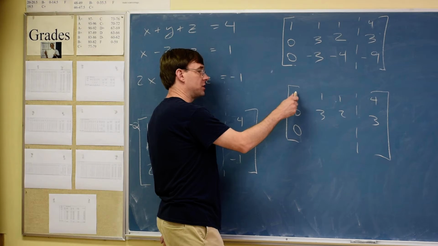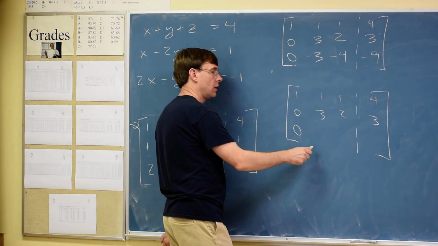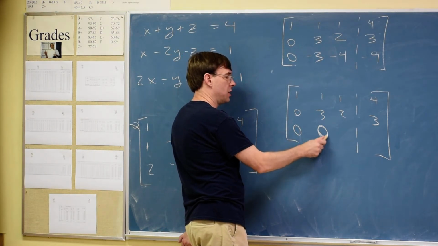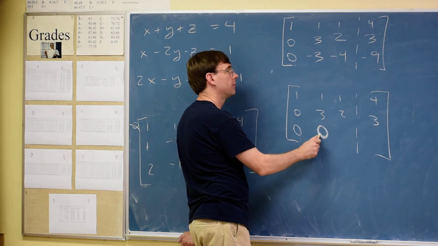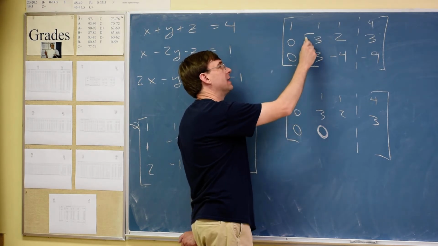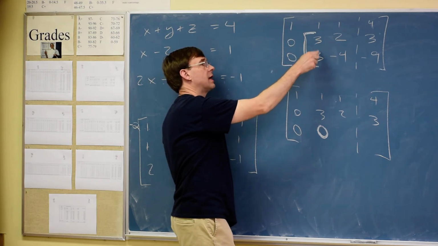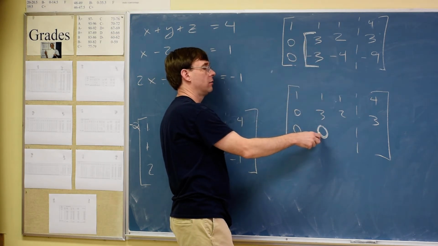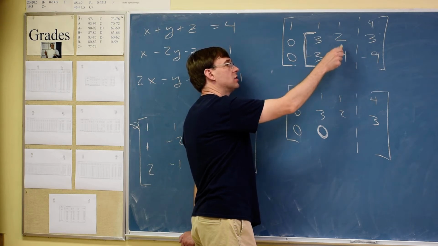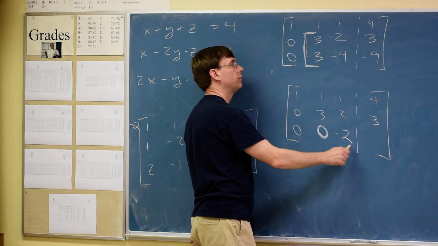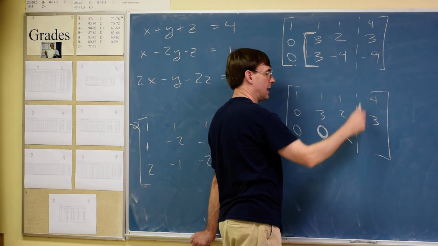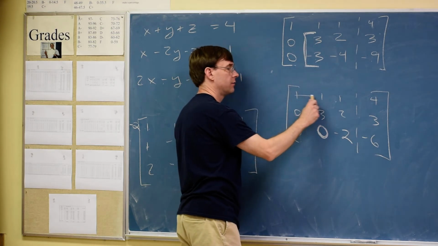I already made my zeros on the far left. What I'd like to now do is make a 0 in this position by hopefully adding these two together. These two are beautiful. I add these two together right now, and I got my 0. So I can add these two together to get a negative 2. I can add these two together to get a negative 6.